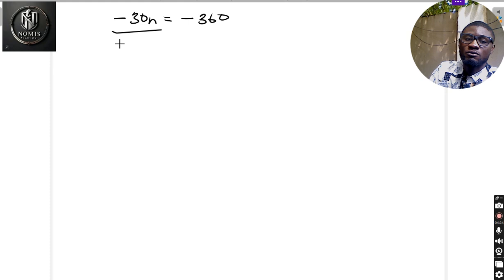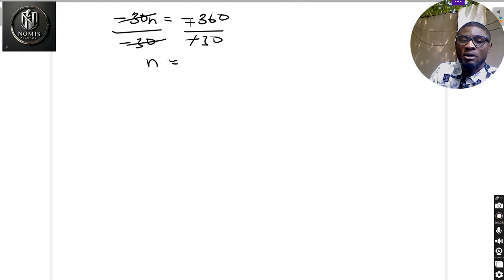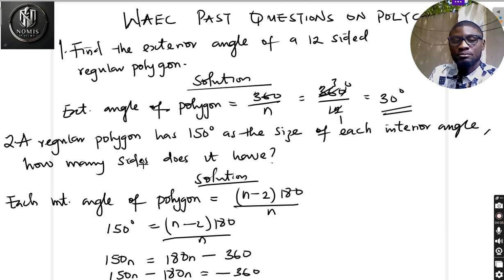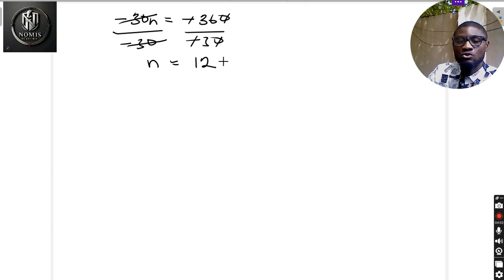So we divide both sides by minus 30. So this cancels this. I'll be left with n. n is equal to minus cancels minus, 0 cancels 0. 36 divided by 3 is 12. So the regular polygon we're talking about has 12 sides. How many sides does it have? It has 12 sides. So that's the answer to that question.